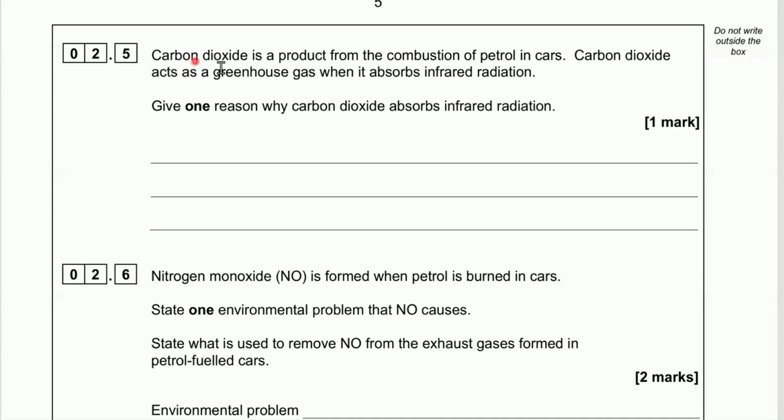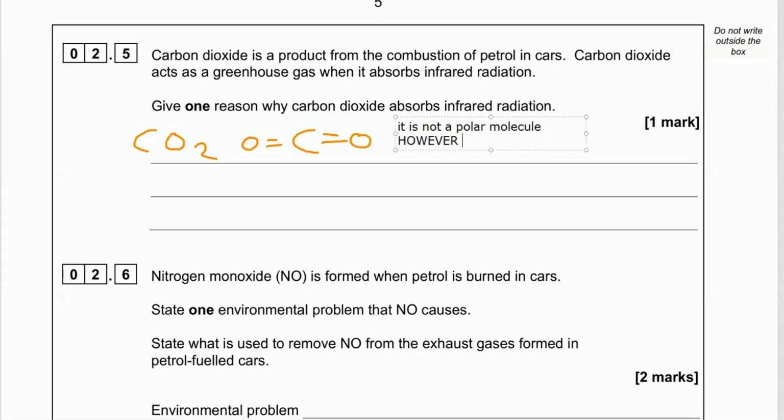Okay, 2.5. Carbon dioxide is a product from the combustion of petrol in cars. Carbon dioxide acts as a greenhouse gas when it absorbs infrared radiation. Give one reason why carbon dioxide absorbs infrared radiation. So there's certain types of molecules that are very good at absorbing infrared radiation, and it's when their bonds vibrate. Now, what's the reason why we get vibration in a carbon dioxide molecule?